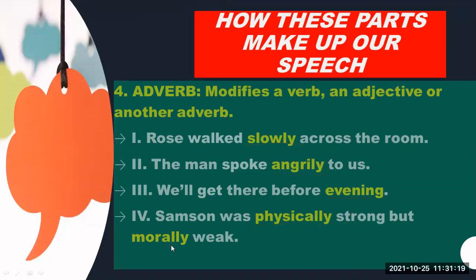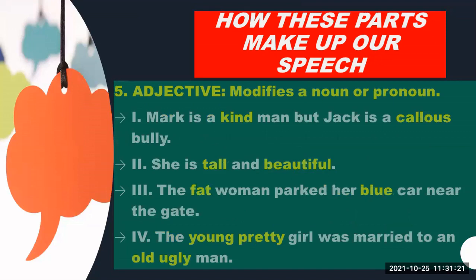So that now takes us to the fifth part of speech, one of the parts that make up our speech that enable us to express our ideas, and that is an adjective. What does an adjective do? An adjective modifies a noun or a pronoun. For example, Mark is a kind man. The word kind is an adjective describing the man.